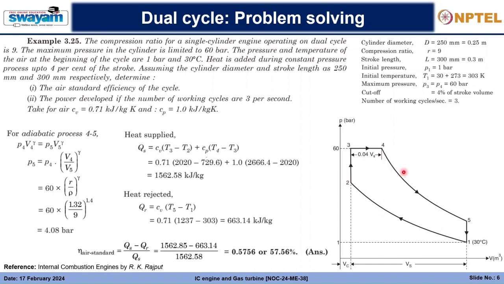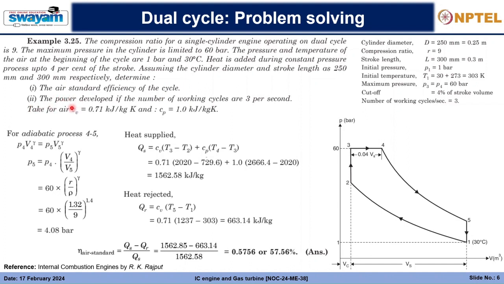Get the net work, but that is a little bit complicated. Instead you should follow the heat components. If you find the heat components, you will simply get the air standard efficiency very quickly. So we are done with the first part, the air standard efficiency of the cycle.